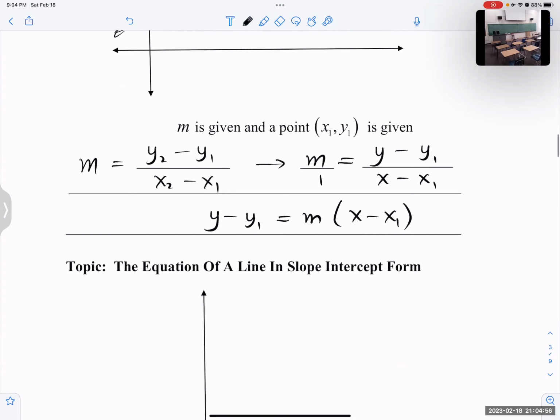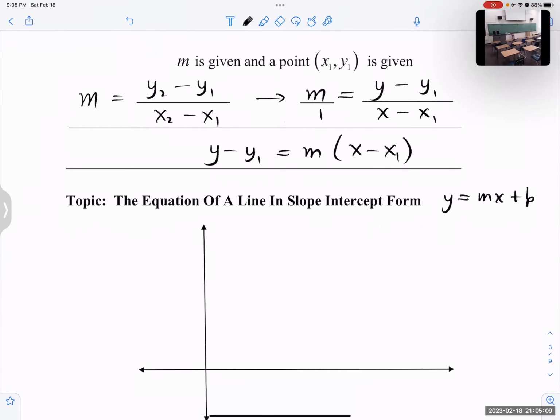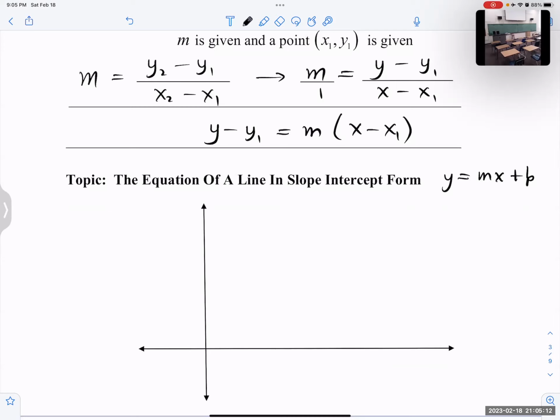So next we have the equation of a line in slope-intercept form, which is y equals m times x plus b. And again, we're going to have some generic line. It has a y-intercept at b, x coordinate of 0, so that's 0 comma b as the y-intercept. And the slope is again given.